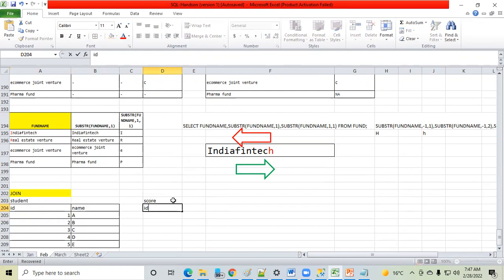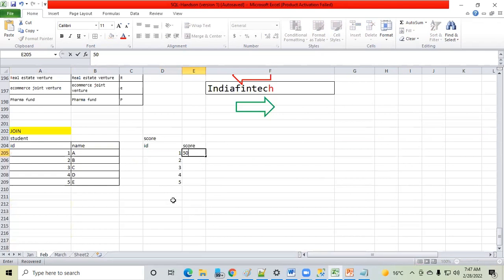We have ID and the score, or marks, whatever you want to name it. Suppose the marks are 50, 55, 60 and 65. I need full concentration here, guys.